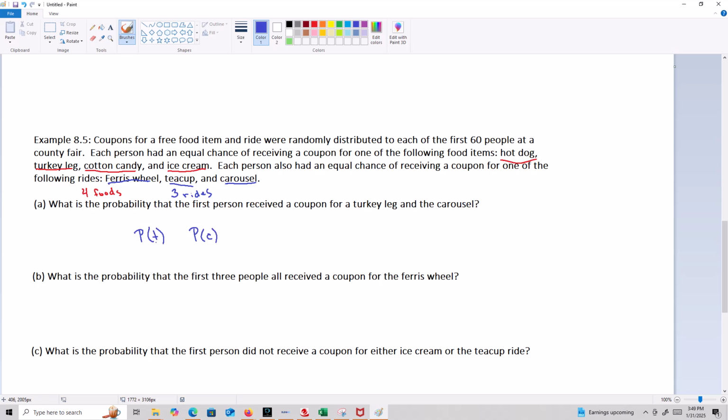Now, the one ticket, if they get a turkey leg, that's not going to affect the ride ticket that they get in any way. These are independent events, so we need to multiply these. The probability of getting the turkey leg is going to be 1 out of 4. And the probability of the ride is going to be 1 out of 3. So the probability of getting both the turkey leg and the carousel is going to be 1/12.